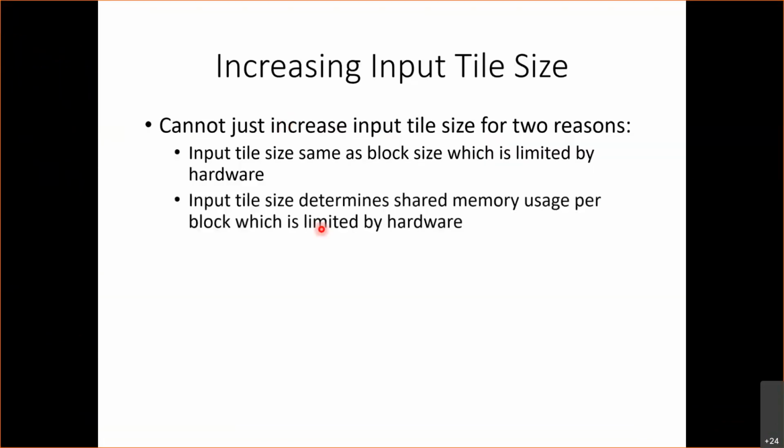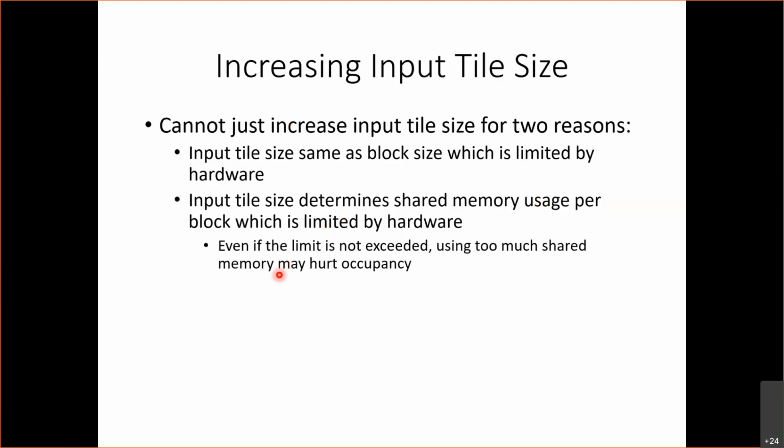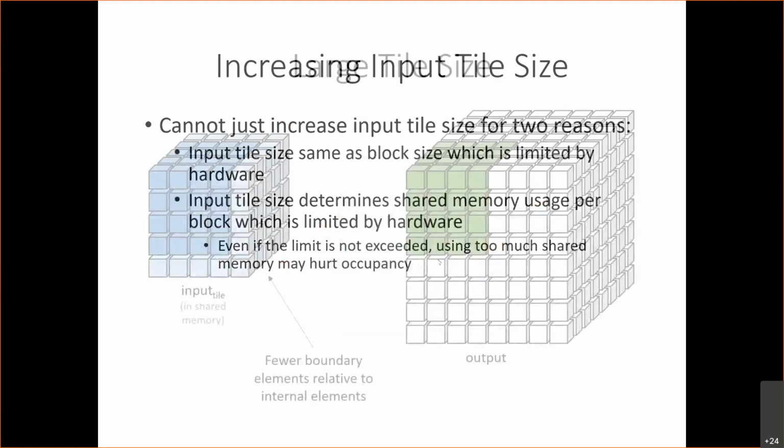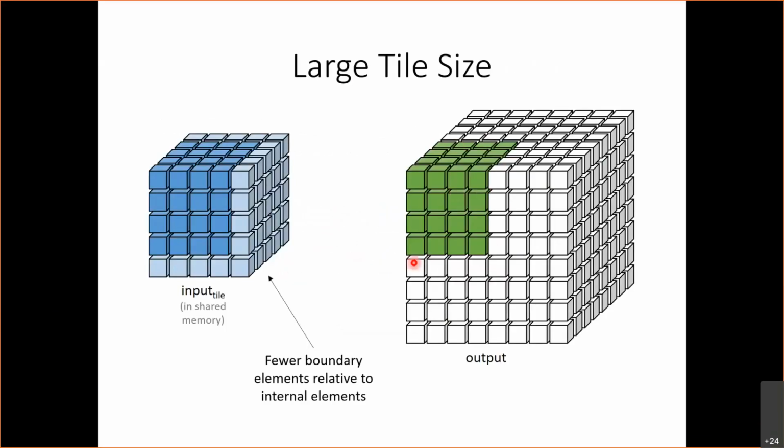So the input tile size determines shared memory usage per block, which is limited by hardware. And even if the limit for shared memory is not exceeded, if we use too much, it may hurt our occupancy. So how can we process an output tile that's this large without increasing the number of threads and the amount of shared memory? We use a rectangle instead.